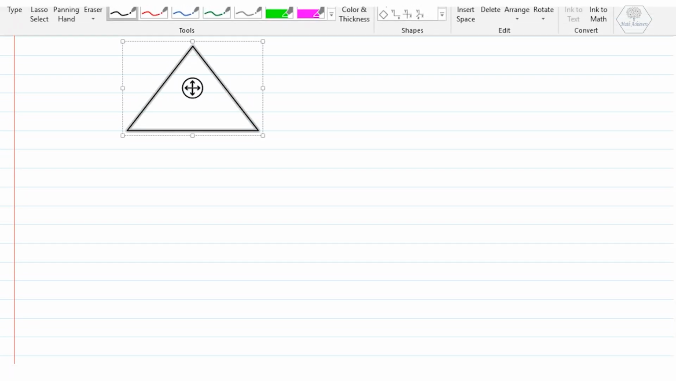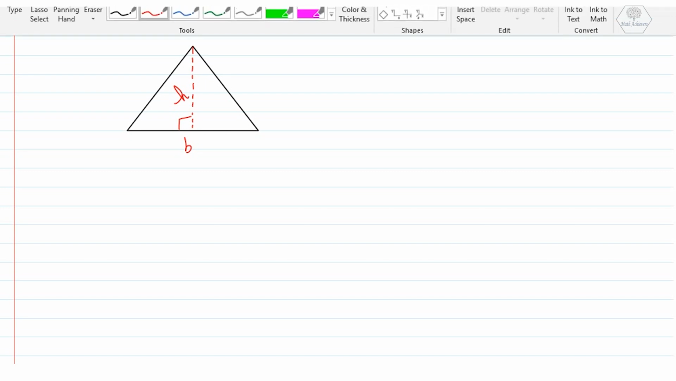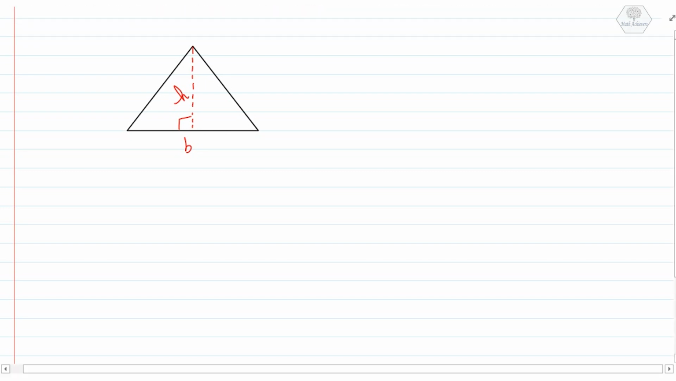To continue, let's figure out how to find the area of a triangle. Let's say I'm having a triangle and I know the perpendicular height of the tip of the triangle from the base. This is my perpendicular height and this is my base. If I know the height and I know the base, simply I can find the area of the triangle, which is equal to half times the base times the perpendicular height.